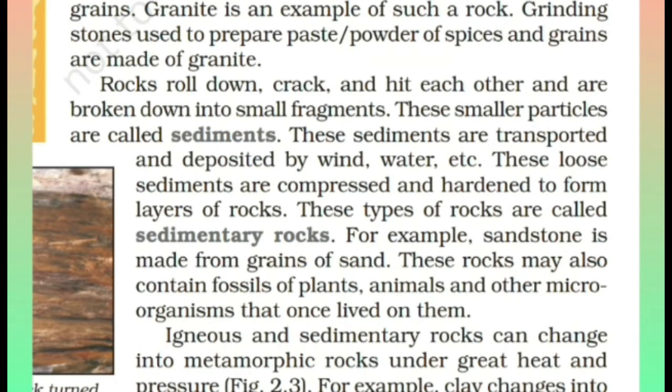These sediments are transported and deposited by wind, water, etc. These loose sediments are compressed and hardened to form layers of rocks. These types of rocks are called sedimentary rocks. So these sediments, the small broken parts of the rocks, what happens? They are transported to other places by wind and water.